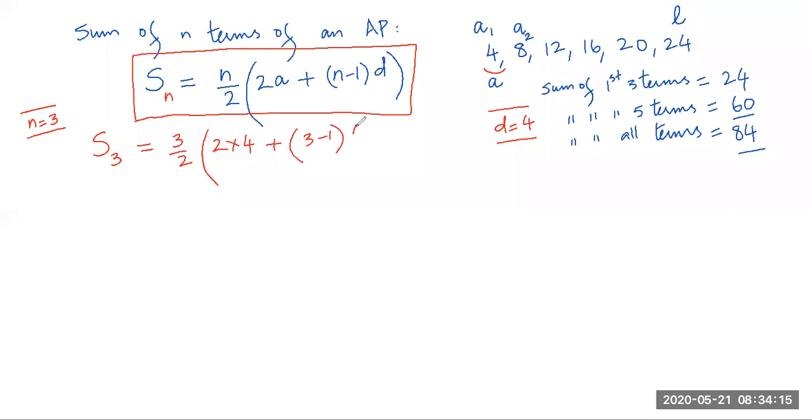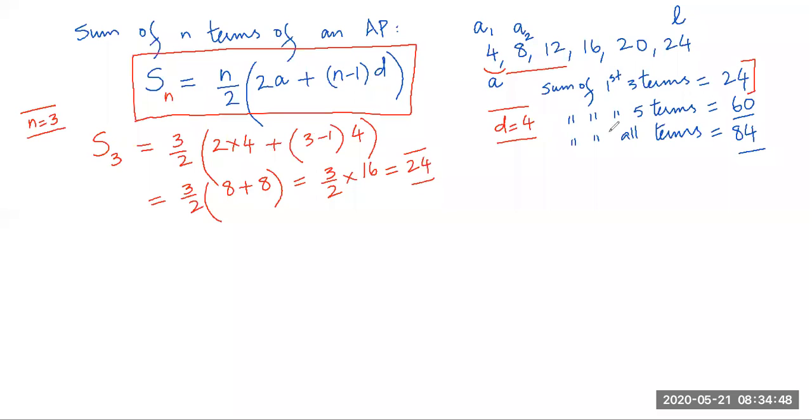d is 4. So this is equal to 3 by 2 into (2 into 4, which is 8, plus 2 into 4, which is 8). So this is equal to 3 by 2 into 16, which is equal to 3 into 8, which is 24. This formula is correct because I have already calculated the sum of the first three terms manually. 4 plus 8 is 12, 12 plus 12 is 24.